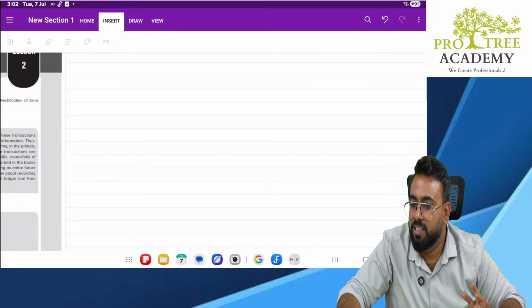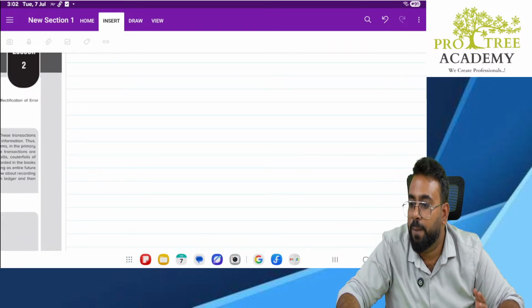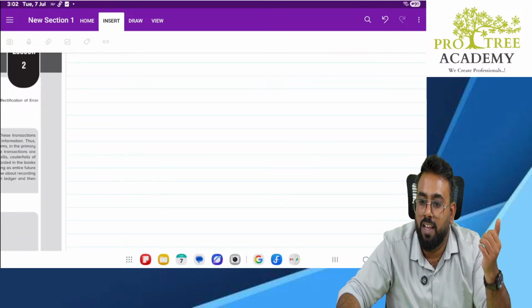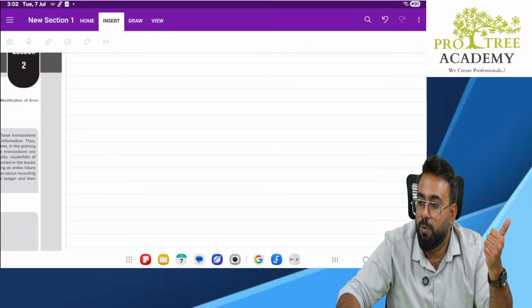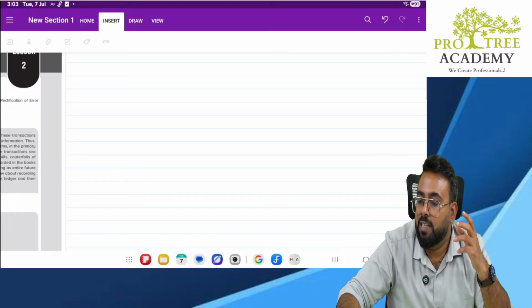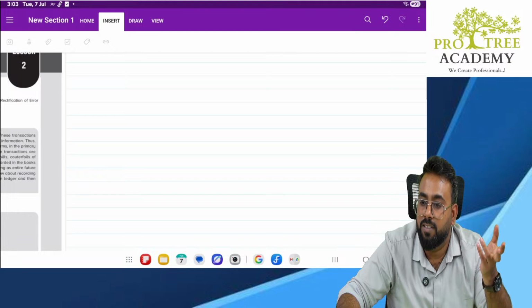Now, before we start, we'll just quickly revise what we did in the first chapter so that we don't forget. What is the definition of accounts? Process or art of recording, classifying and summarizing the transactions and interpretation of transactions. Next, what is the scope of accounting? Recording of transactions, classifying, summarizing, interpreting. Next, what are the objectives of accounting? Recording, then profit and performance evaluation, financial position, financial performance, taxation, compliance with the law.